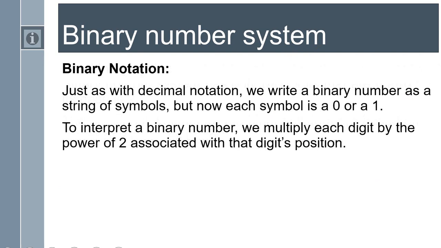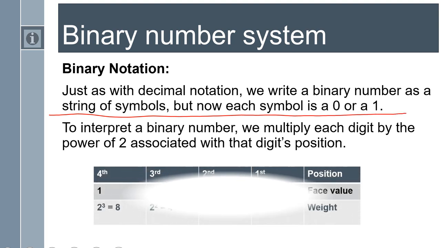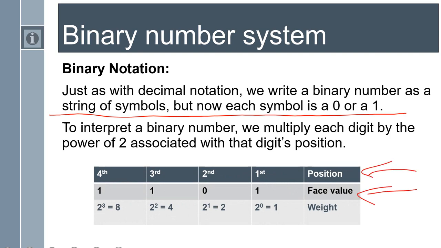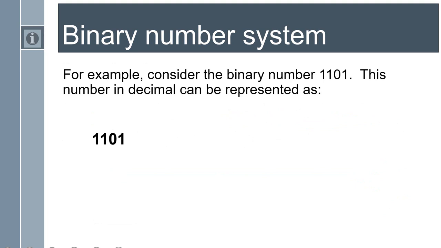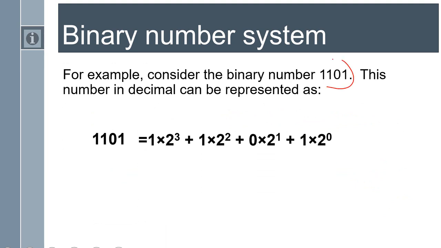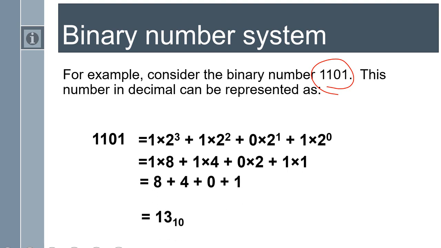So here is the binary notation of this system. Just as with decimal notation, we write a binary number as a string of symbols, but now the symbols are 0 or 1, and we will represent it in a table. As an example, consider the binary number 1101. This number in decimal can be represented as follows. Again, we will multiply the number with its weight, and we will get the result.